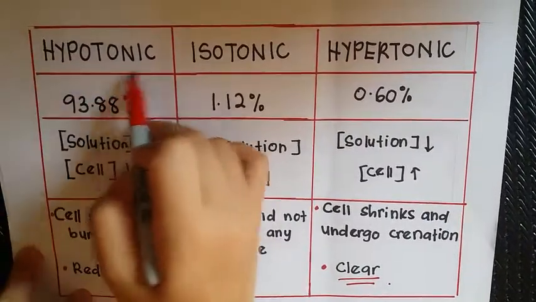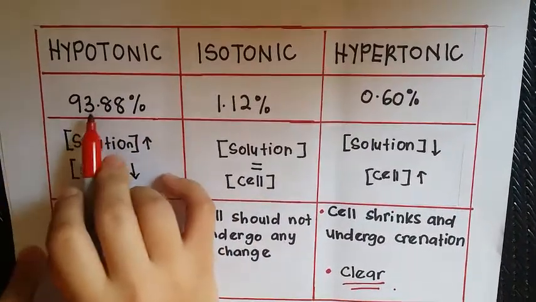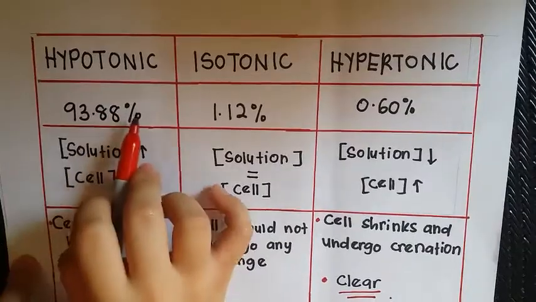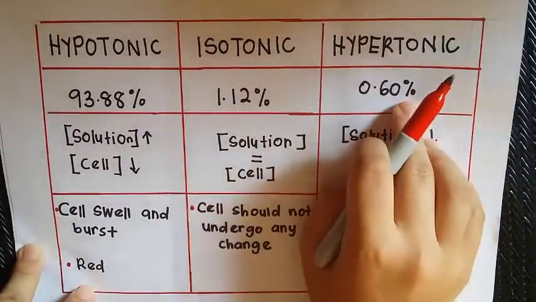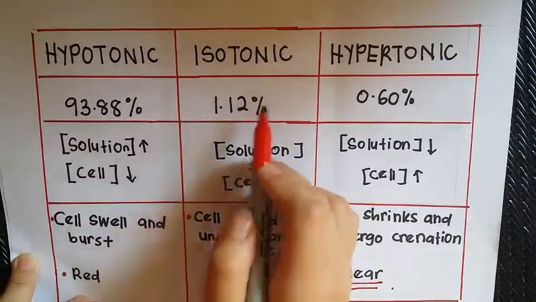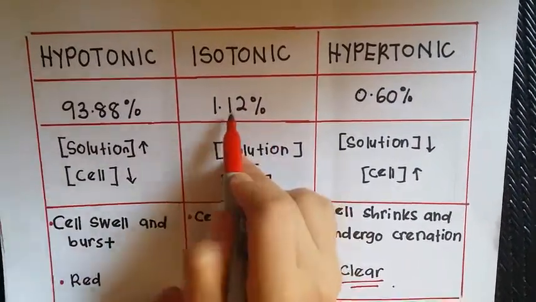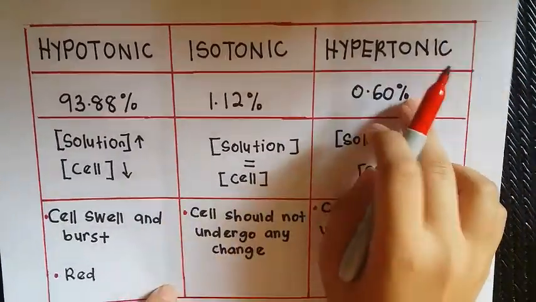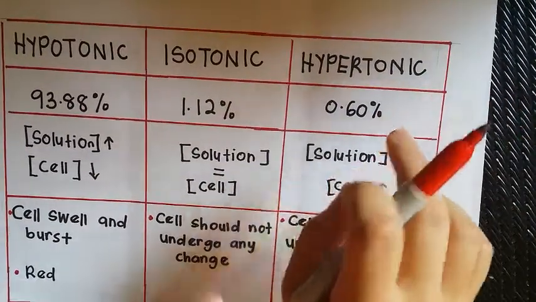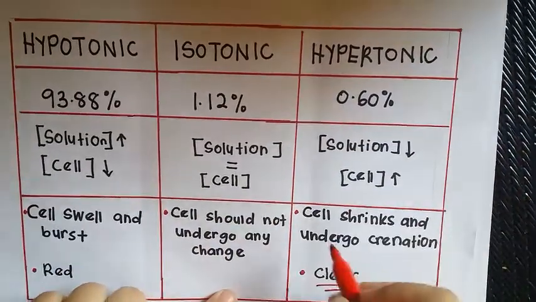Thus, the percentage of hemolysis in hypotonic is larger compared to the others. This one compared with this one is larger because the percentage of hemolysis here is larger. So this one has a lower percentage of hemolysis because the cell has shrunk.